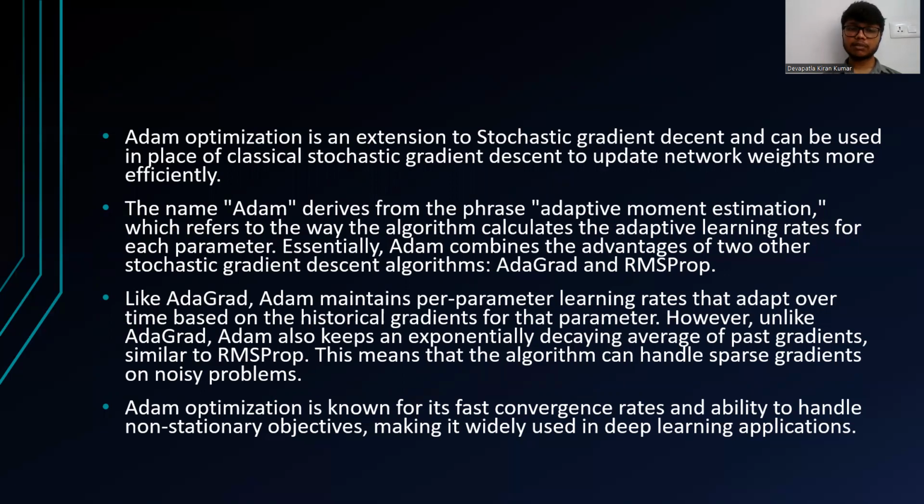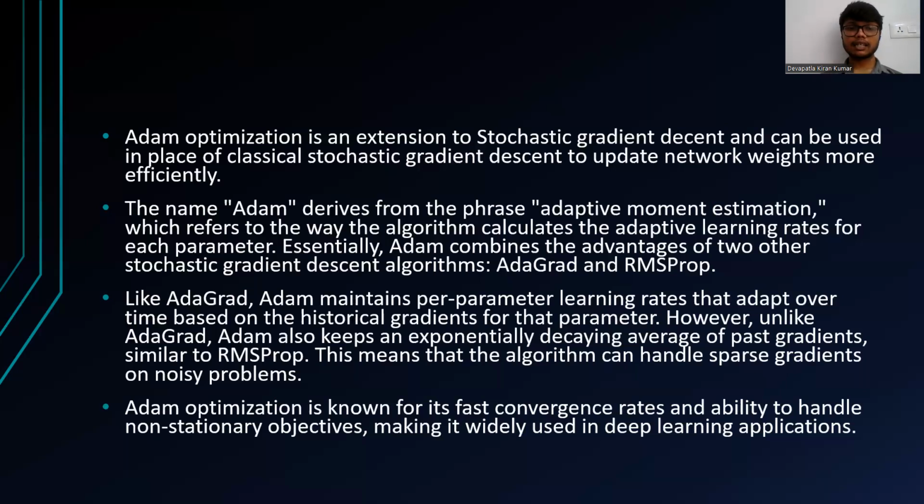The name Adam derives from the phrase adaptive moment estimation, which refers to the way the algorithm calculates the adaptive learning rate for each parameter. Essentially, Adam combines the advantages of two other stochastic gradient descent algorithms, AdaGrad and RMSProp. Adam is a combination of the AdaGrad optimization algorithm and the RMSProp algorithm.